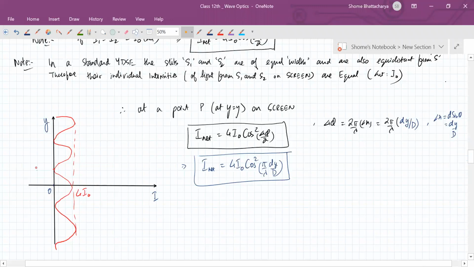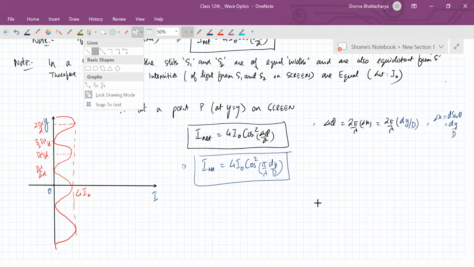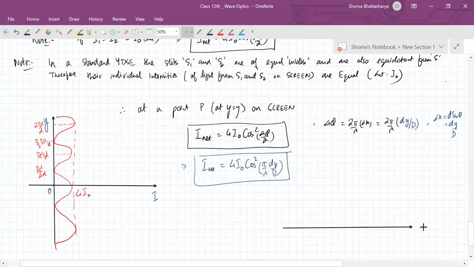So it is, this is where the first bright fringe. This is where the second dark fringe is located. This is where the second bright fringe, so on and so forth. Or if you draw the graph this way, the intensity on the y-axis, y coordinate like this.